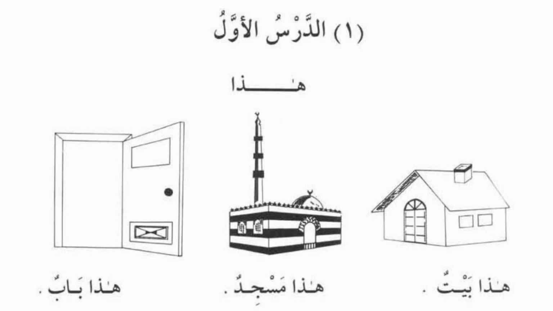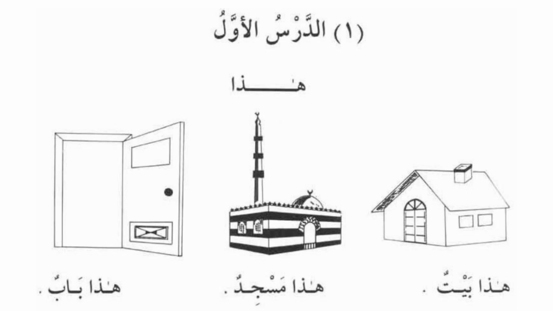If you want to say this is a door in Arabic, you say Haadha babun. Repeat after me. Haadha babun. So Haadha simply means this, and it is used to point to a singular masculine thing that is close to us.